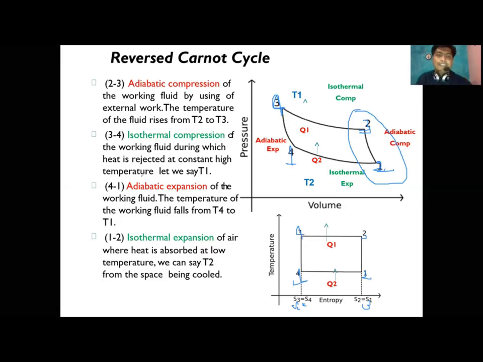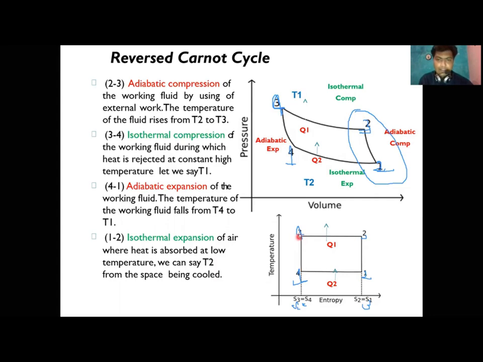Okay. And 3 to 4 is isothermal compression, where pressure increases, and heat is rejected to the surroundings. 4 to 1 is an adiabatic expansion process where pressure decreases, temperature decreases, but entropy is constant.